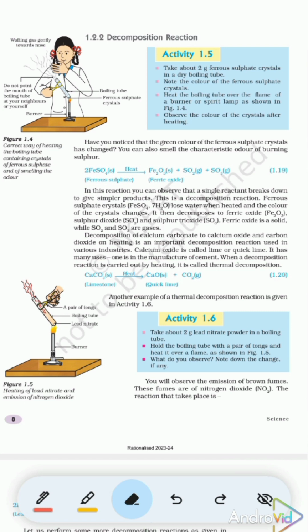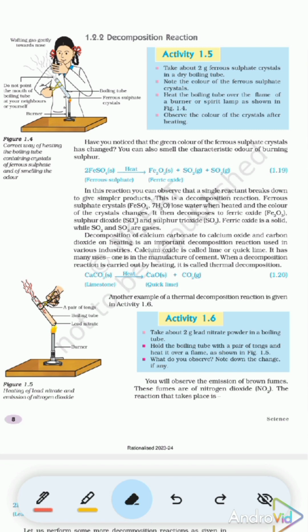So we can say that when this decomposition reaction is carried out in the presence of heat or by heating, this process would be called thermal decomposition, that is CaCO3, that is limestone, which is in solid state, when heated gives quicklime, that is calcium oxide, plus carbon dioxide is evolved. Another example of a thermal decomposition reaction is given by the next activity, which is activity 1.6.